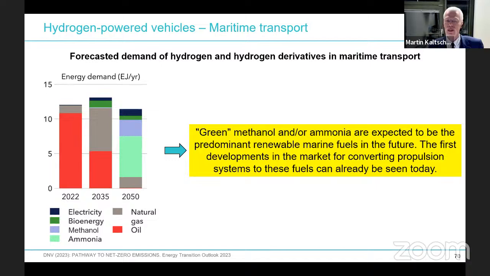The first developments in the market for converting propulsion systems to these fuels can already be seen today and are already on the way. Yeah. So therefore, this is a market, this is a global market, and this is, of course, also a huge market.